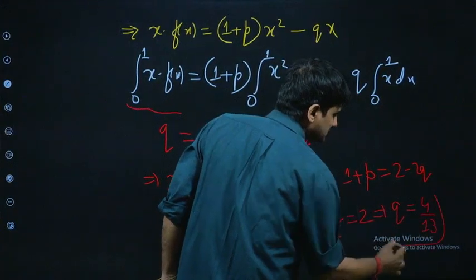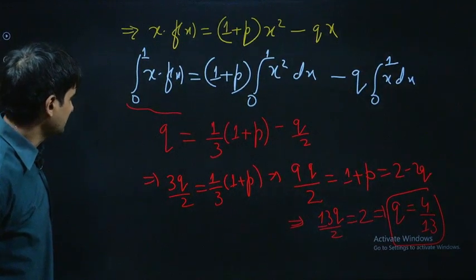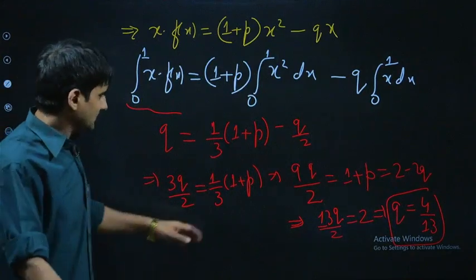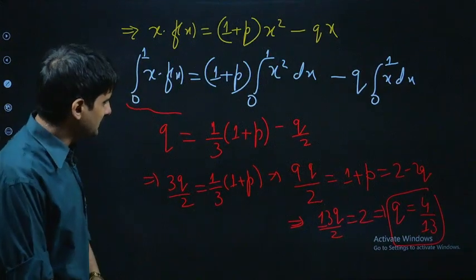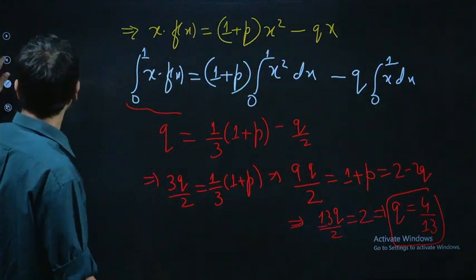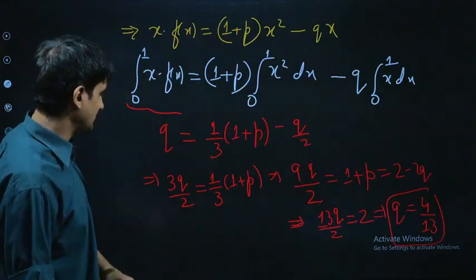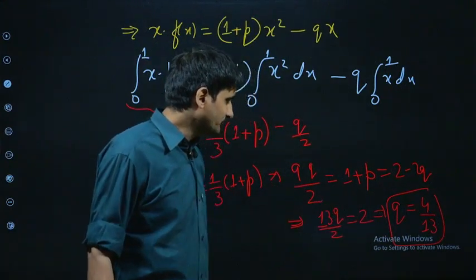If I am not wrong, just check it once, bacho. We got 1 by 3 minus q by 2. We will take it that side. So it's 9q by 2 is equal to 1 plus p, and p is 1 minus 2q. Let me check it again. So 1 plus p will be 2 minus 2q. When we take it that side, 13q by 2 is 2. q is 4 by 13.